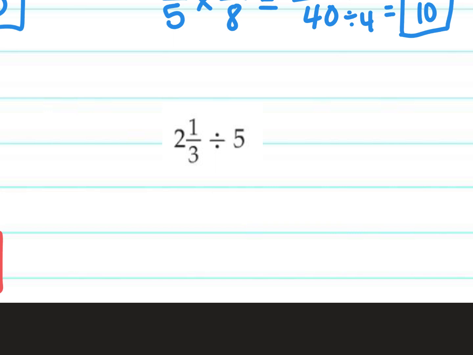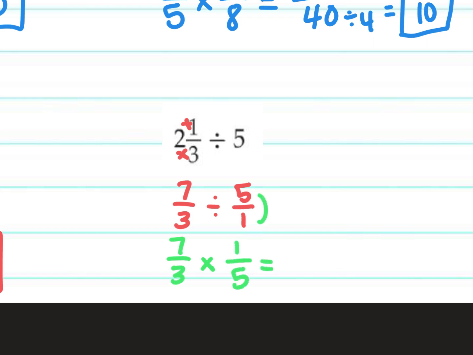Same thing here, 2 1/3 divided by 5. Turn this into an improper fraction. 3 times 2 is 6, plus 1 is 7/3. Whole numbers over 1. And now we can do keep, change, flip. Keep the first fraction, change to multiplication, flip the second fraction to be 1/5. And then multiply. 7 times 1 is 7. 3 times 5 is 15. And I don't think that can be simplified.